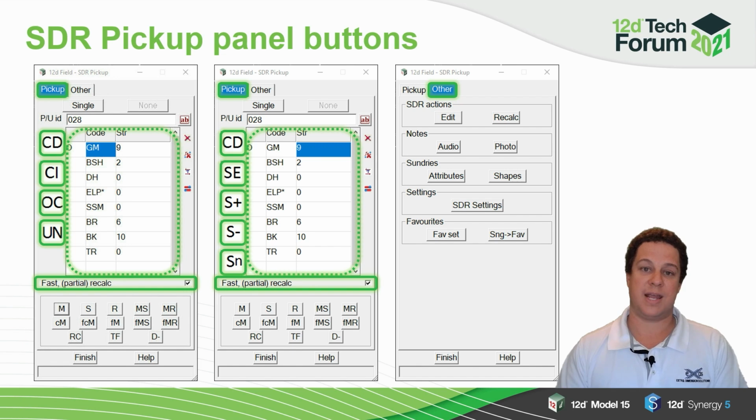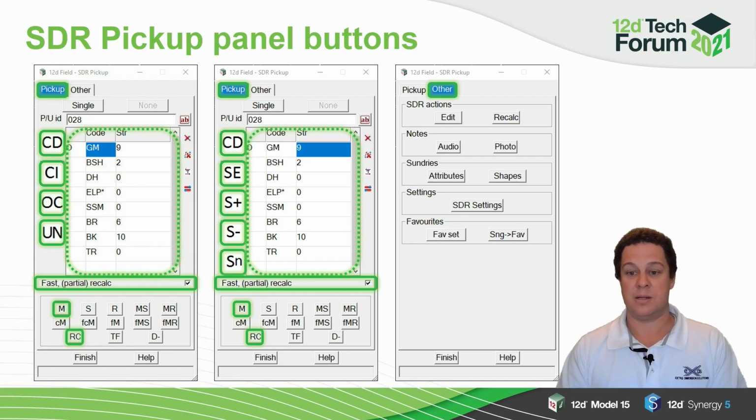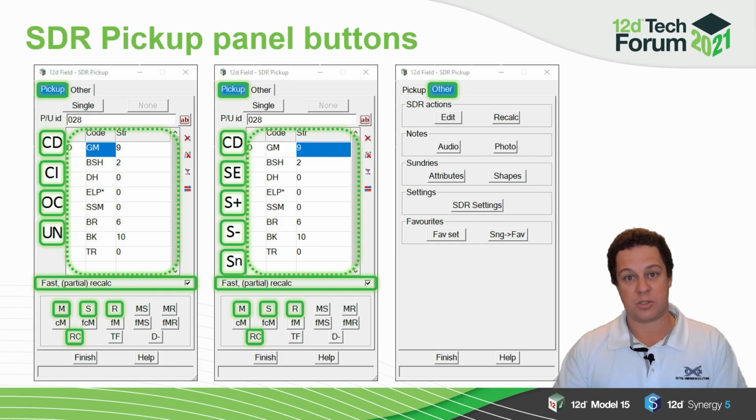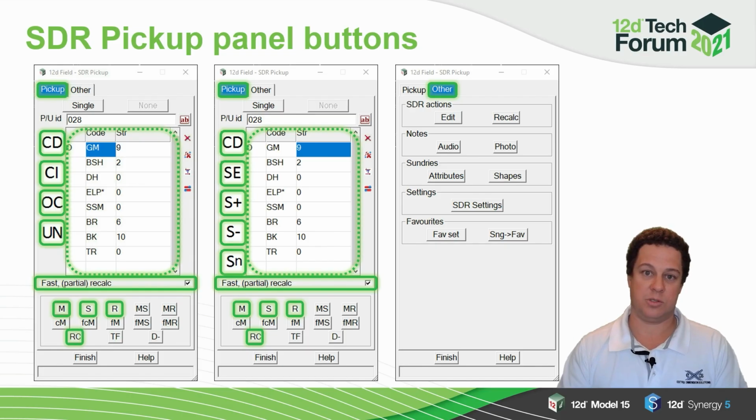The fast partial recalc tick box, if ticked, will enable the recalc button on the Pickup tab. M will take a measurement, and once this button is pressed, buttons S and R will become available. S will store that measurement and prompt the user for the attributes. R will record that measurement, but store them with the previously stored attributes from the shot taken before.